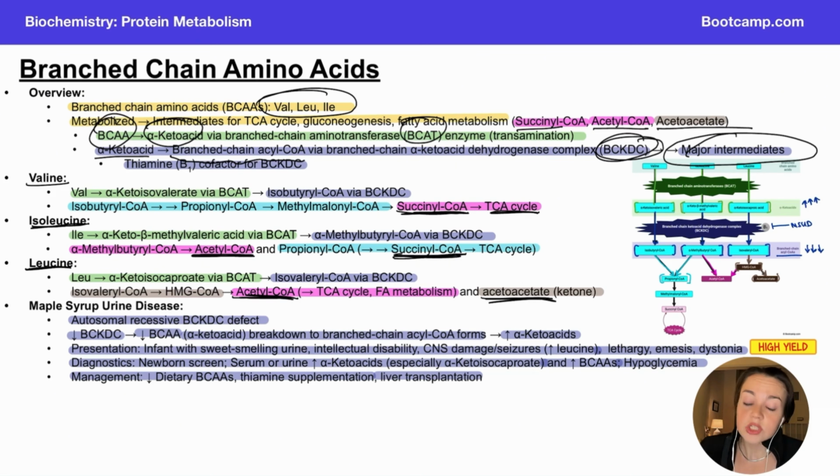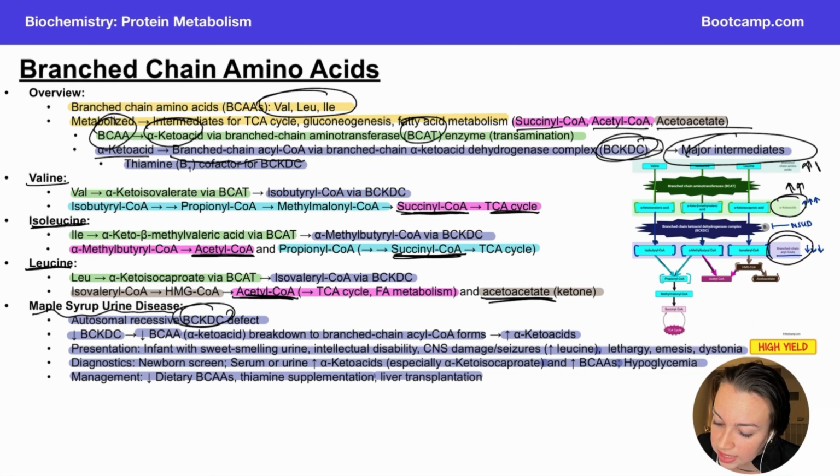And then we talked about maple syrup urine disease, which is a disorder where the BCKDC enzyme is defective, and you're not getting appropriate breakdown of alpha-keto acids into the branched-chain acyl-CoA forms. So you get a buildup of alpha-keto acids and of BCAAs upstream of that defective enzyme. The clinical picture is classic and must know. Thankfully, given the name of the disorder, it's pretty easy to remember. Sweet-smelling urine is your buzzword for maple syrup urine disease.